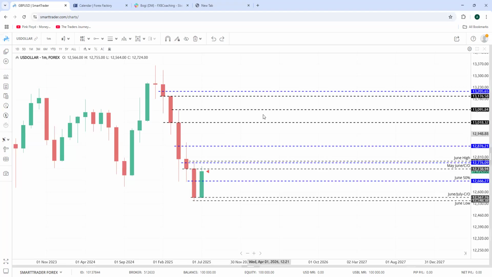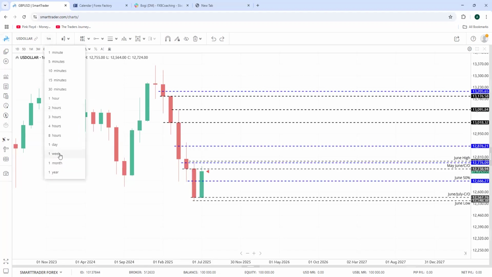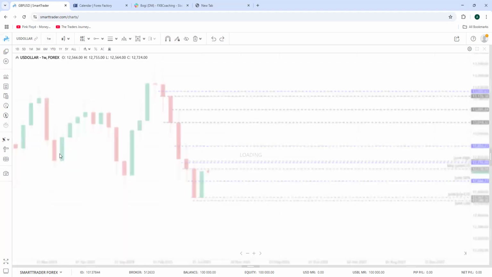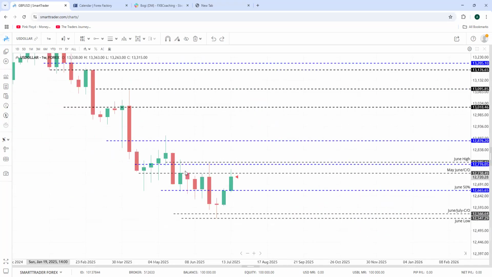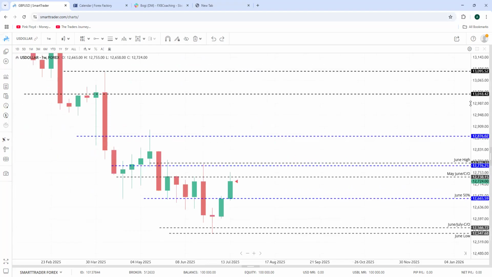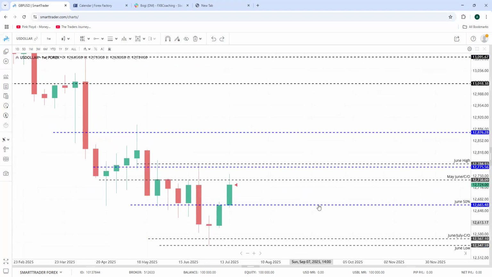So now once we've done this, we're going to go to the weekly. This weekly candle has closed. And you can see how, look at this, June 50% ties into this close and open of the weekly. It is incredible, right? And you look at all these things that have rejections from these levels. These levels are incredible, really, really incredible.